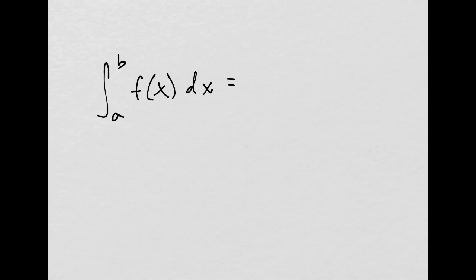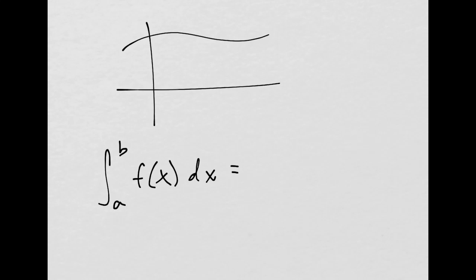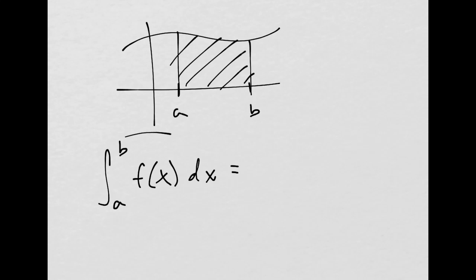The next property of integrals, remember this just means the area under the curve from A to B, or the area between the curve and the x-axis from A to B. If I were to draw a picture, same picture that I've been drawing, if this is A and B, then this area is represented by this integral.